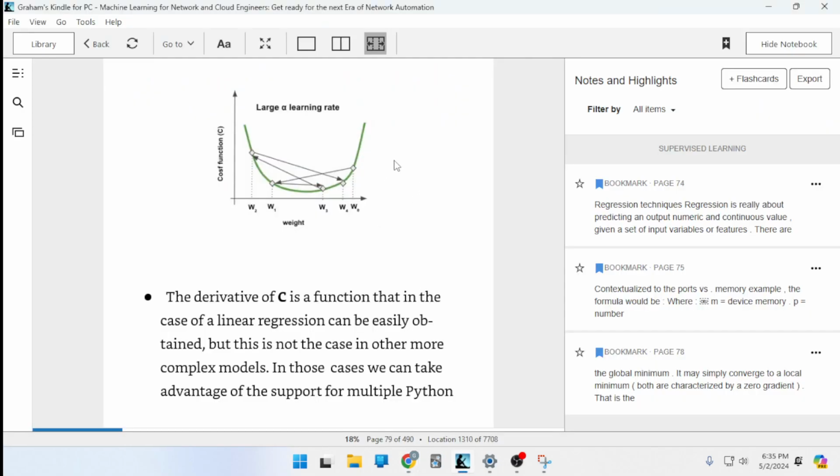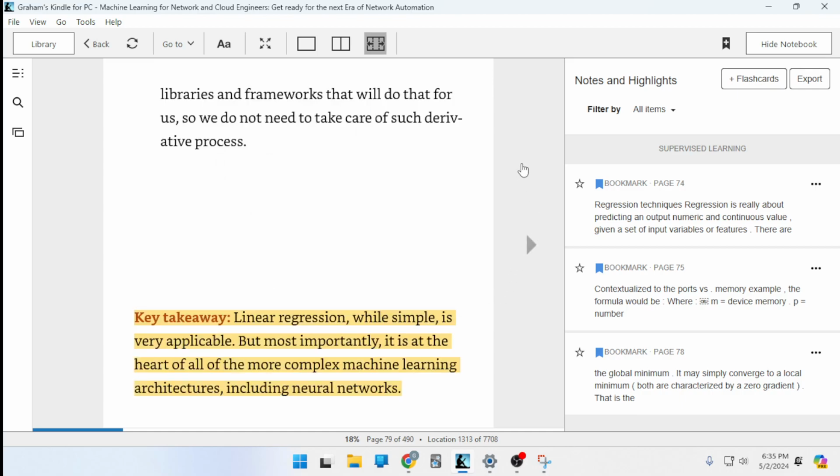So the derivative of C is a function that, in the case of a linear regression, can be easily obtained. But this is not the case in other, more complex models. In those cases, we can take advantage of the support of multiple Python libraries and frameworks that will do that for us. So we do not need to take care of such derivative process.